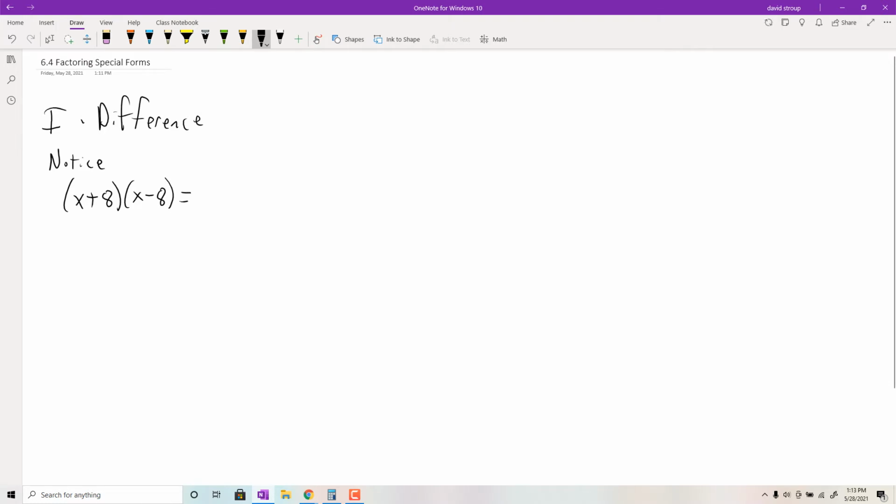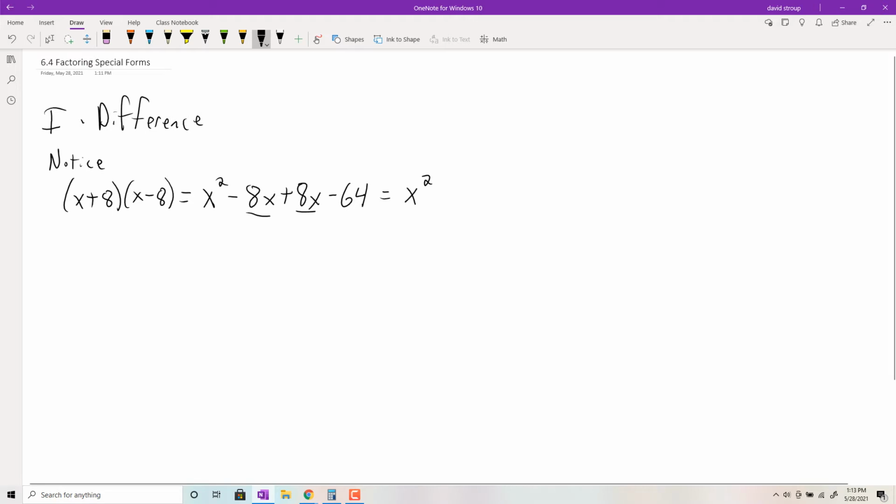So I would have x times x is x squared. That's the first. Then the outer, x times negative 8 is negative 8x. The inner, 8 times x is 8x. A little less, negative 8 times 8 is negative 64. Okay, combining like terms, negative 8x plus positive 8x, those are additive opposites. And you'll end up with just x squared minus 64, right? Because those two terms will cancel out.